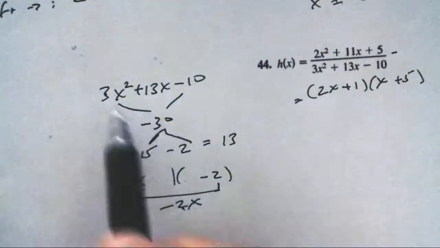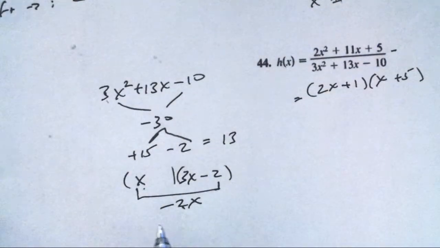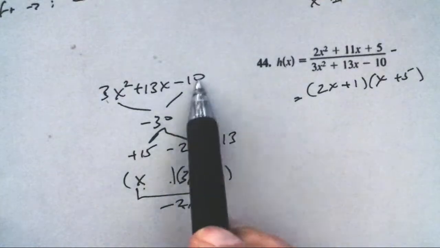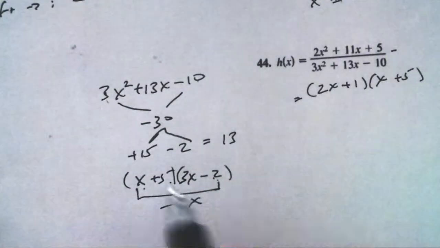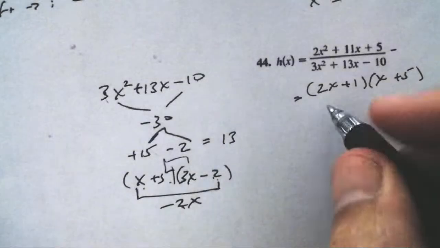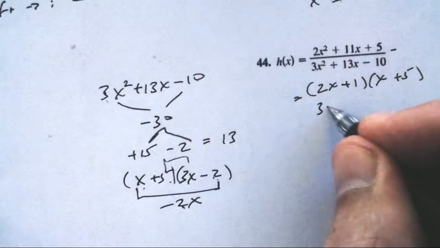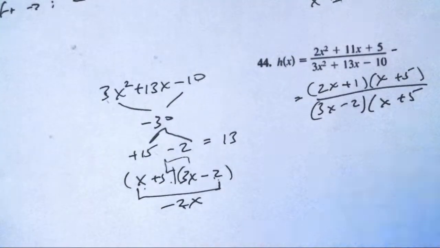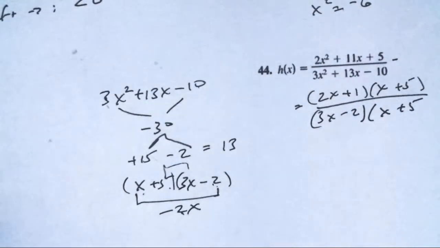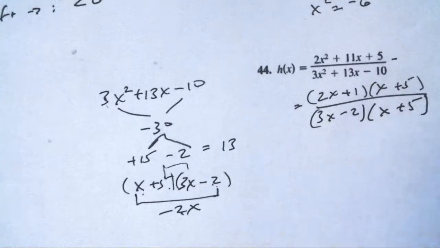First times first equals first, 3x. Last times last equals last, -2 times plus 5, and there's my missing 15. So this is 3x minus 2 and x plus 5. So we're supposed to find the zeros.